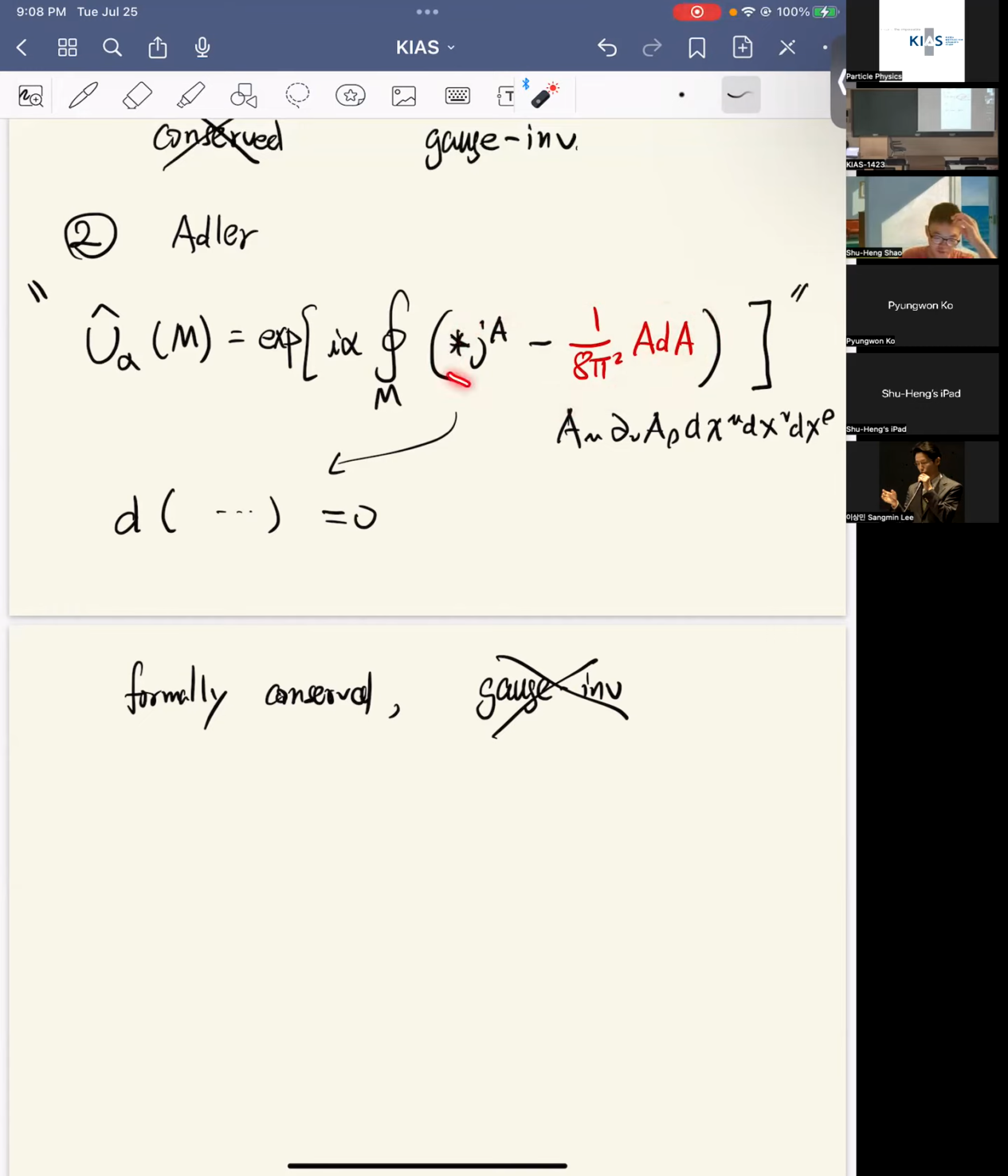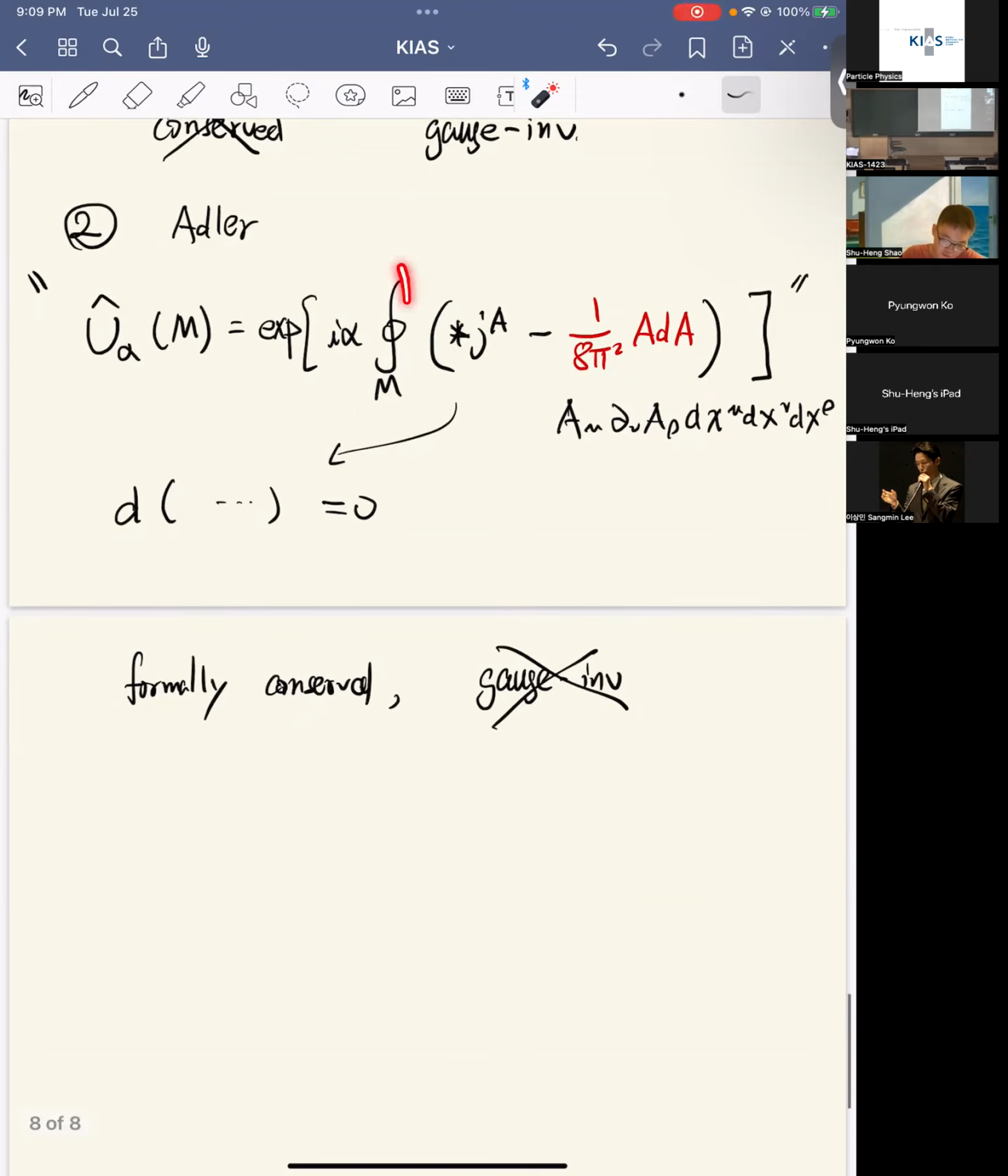You can attempt to shift the naive current by this Chern-Simons term, but the result, which is the term in the parentheses, is not gauge invariant. So it doesn't count. You might be hoping that after doing the integral, this term is gauge invariant. Unfortunately, that's also not true. You might take a step back and hope that maybe you first do the integral and then put it in exponentiation. Does it have a chance to be gauge invariant? And even that is not true.